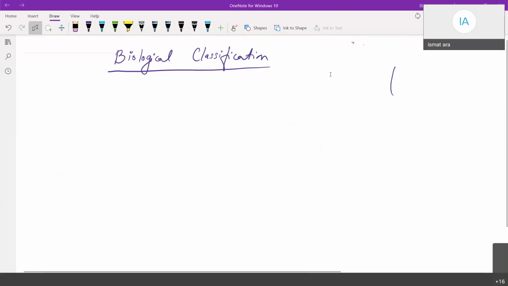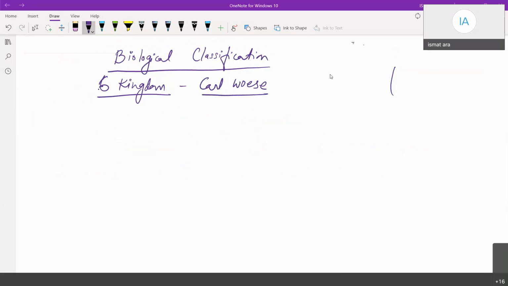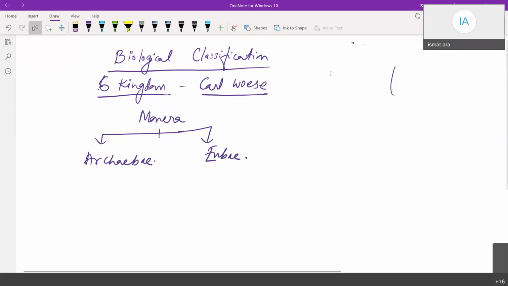Six kingdom classification was given by Carl Woese. He has divided Monera into two kingdoms: one is Archaebacteria and another is Eubacteria. On what basis has he classified this Monera?